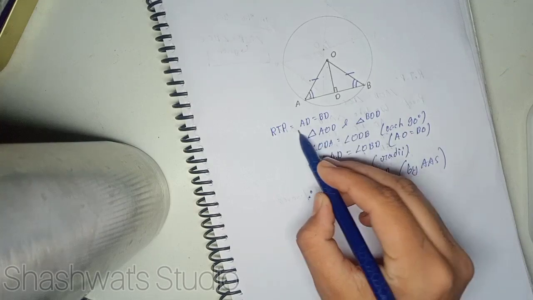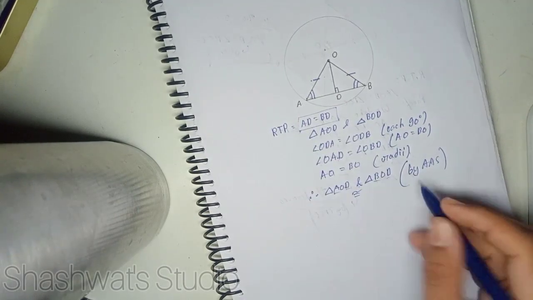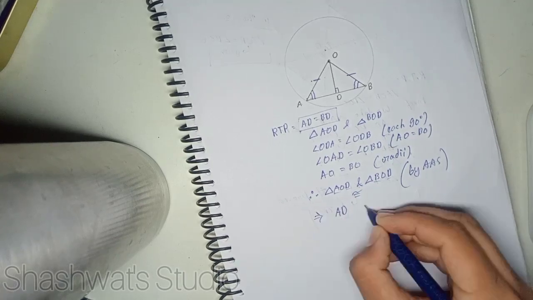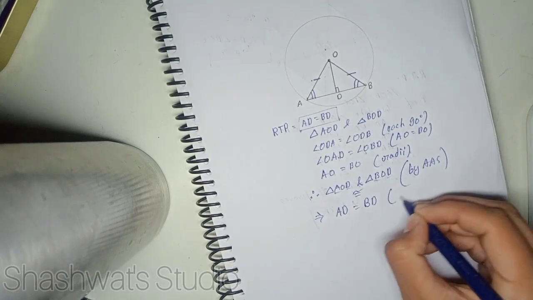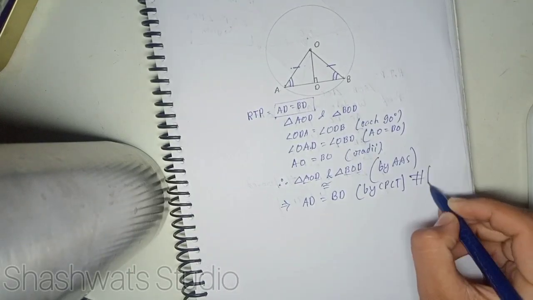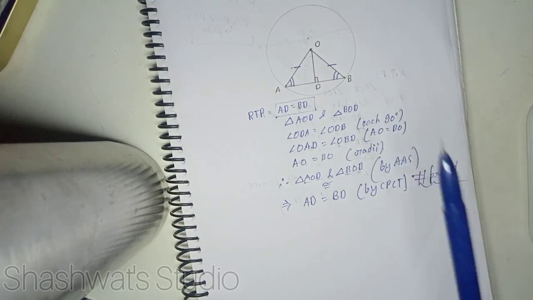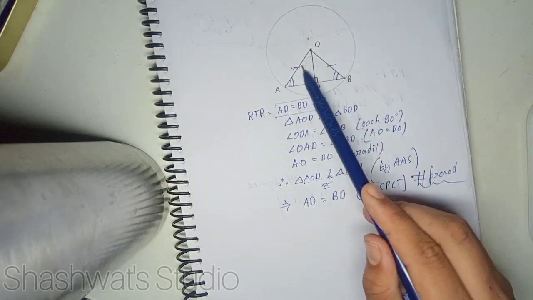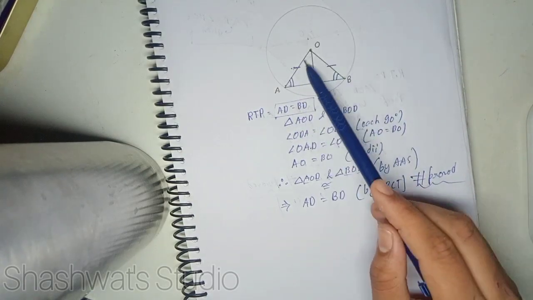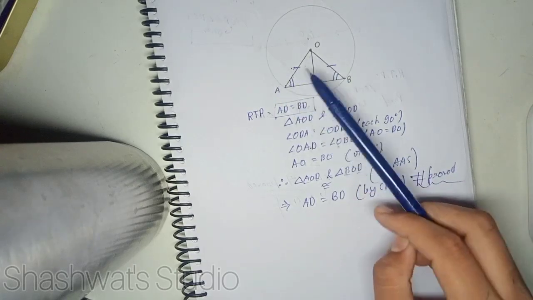Now RTP was AD is equal to BD, so AD is equal to BD, reason by CPCT, and this is what we had to prove. So proved. I hope you all have understood. What we did was, we took two radii, and when these two sides of this triangle were equal, it was an isosceles triangle. And in an isosceles triangle we have two of the angles equal, which is, the angles opposite to the equal sides are equal.